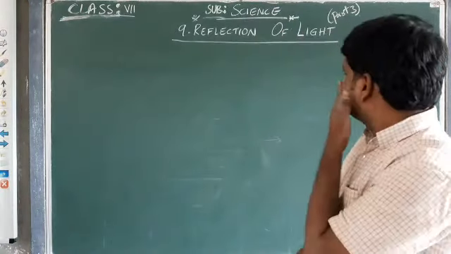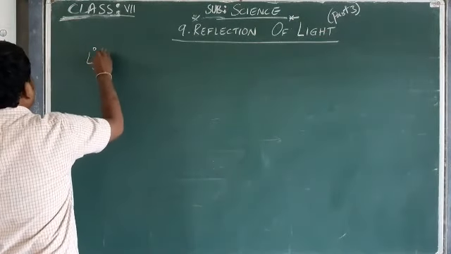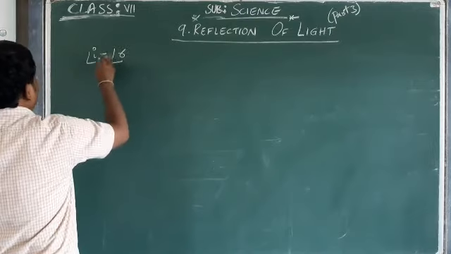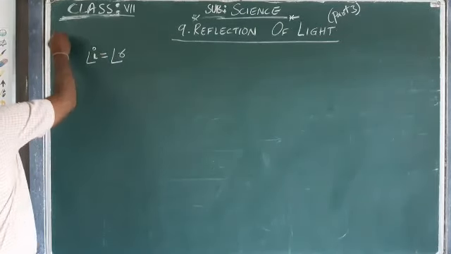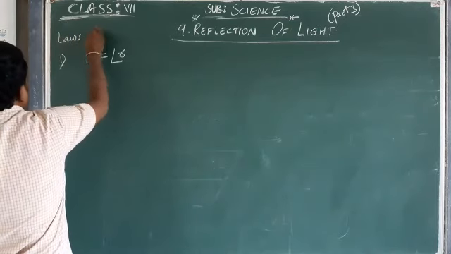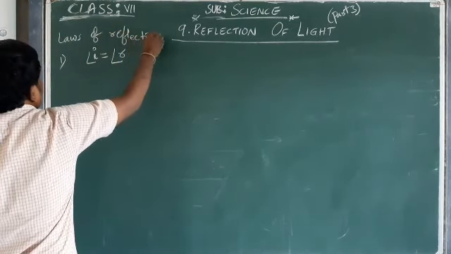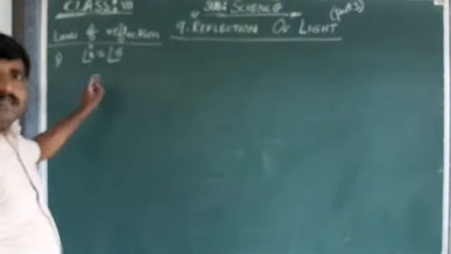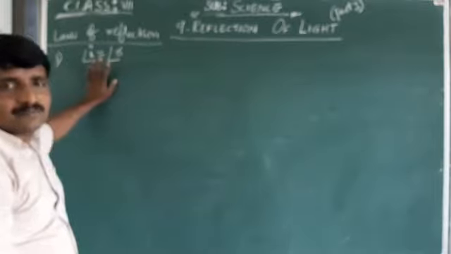In the laws of reflection, we came to know that the angle of incidence is equal to the angle of reflection. The first law of reflection is angle i is equal to angle r. That's what we have discussed.